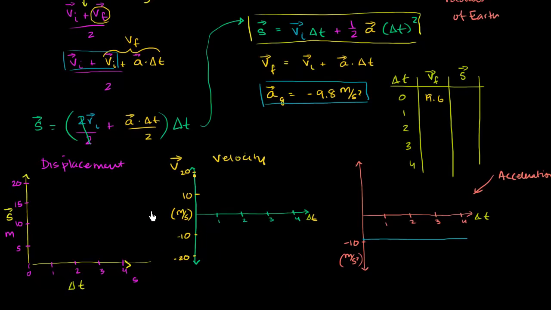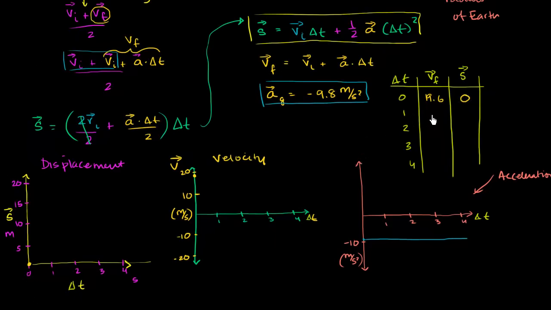What is our initial displacement at time 0? Or change in time 0? So you look at this up here. Well, our delta t is 0. So this expression is going to be 0, and this expression is going to be 0. So we haven't done any displacement yet when no time has gone by. So we have done no displacement. We're right over there. Now what happens after 1 second?